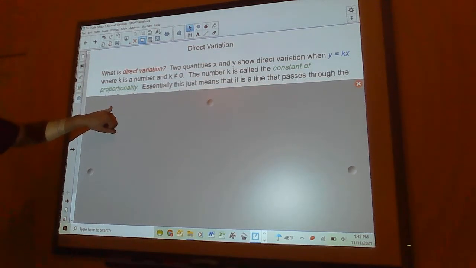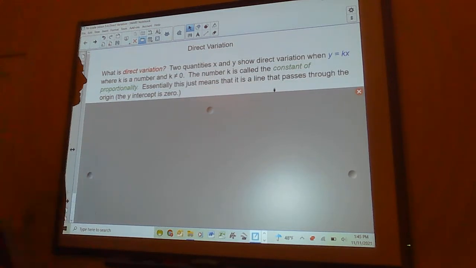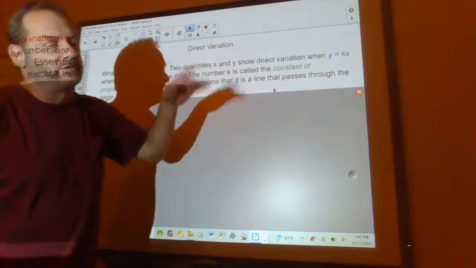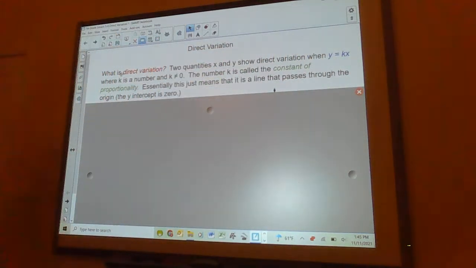Okay, so what's direct variation? Two quantities x and y show direct variation when y equals k times x, where k is a number and k is not equal to 0. The reason you don't want it equal to 0 is if I put 0 in here, 0 times x is 0, and you just get a horizontal line at 0.